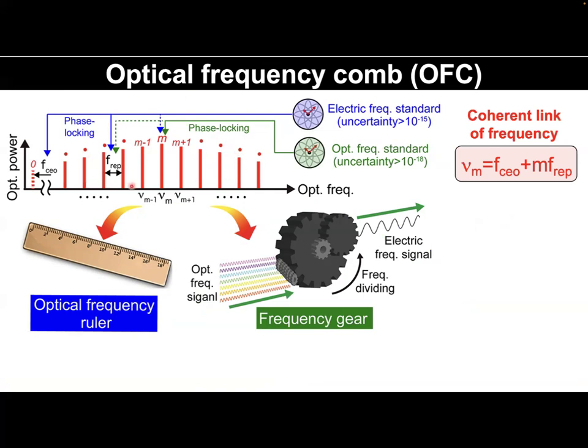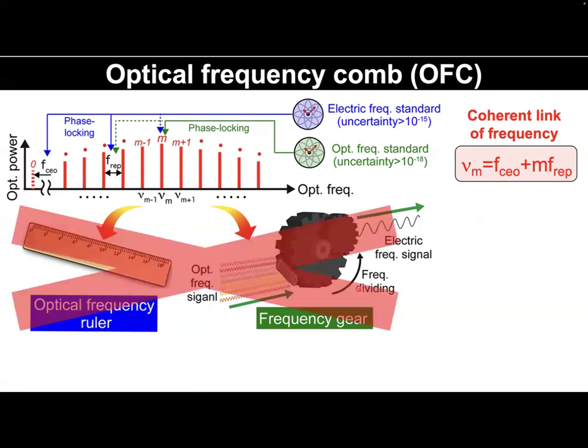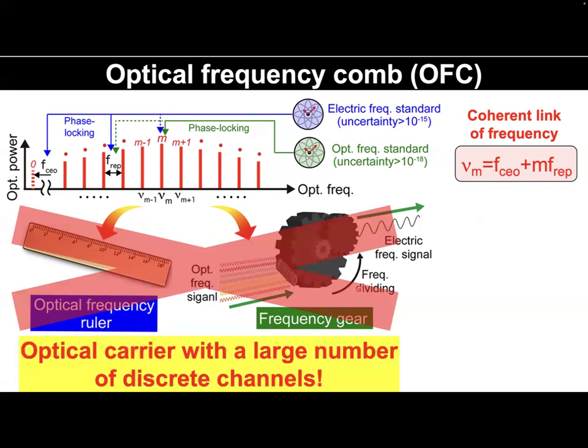OFC is composed of a series of frequency spikes regularly separated by a constant frequency, like here. Based on the coherent link of frequency between the optical and the electric region, the OFC has been widely used as an optical frequency ruler or frequency gear. However, here we focus on a new feature of OFC, namely an optical carrier with a large number of discrete channels. To apply this feature of OFC to the spatially multiplexed PM FLIM, there are two keys.